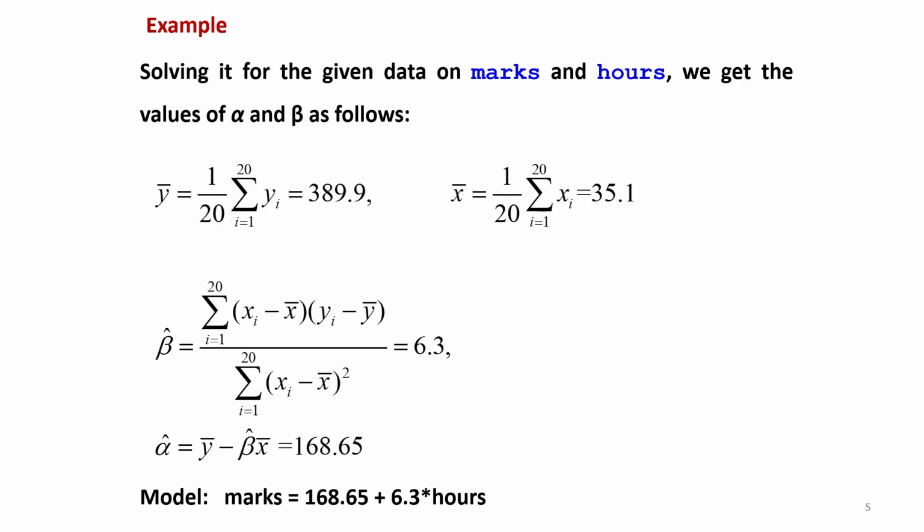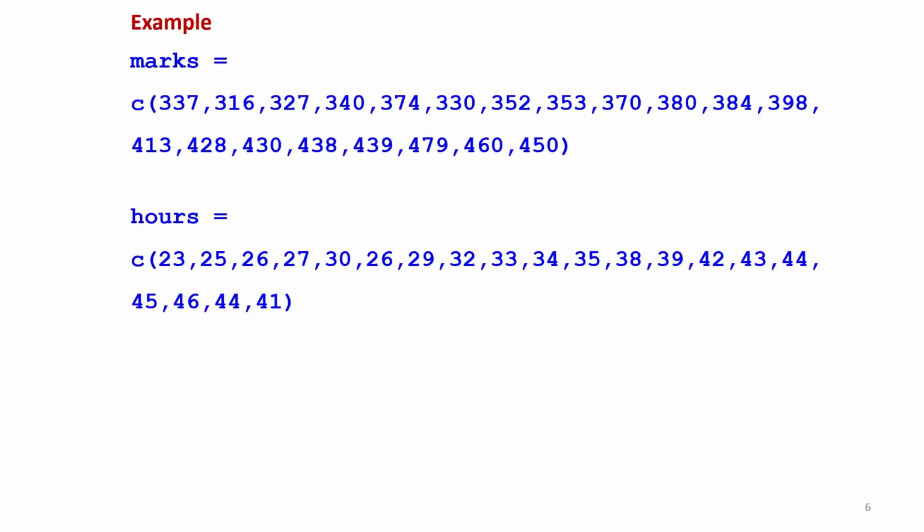In the last lecture you had computed these values: x bar, y bar, beta hat, alpha hat, and you had obtained the model, say marks is equal to 168.65 plus 6.3 hours. I am not going to repeat it, but just want to recall it and show you that you will get the same values through the software also. So now we store this data on marks and hours in two data vectors, and their interpretation we already discussed in the earlier lecture.